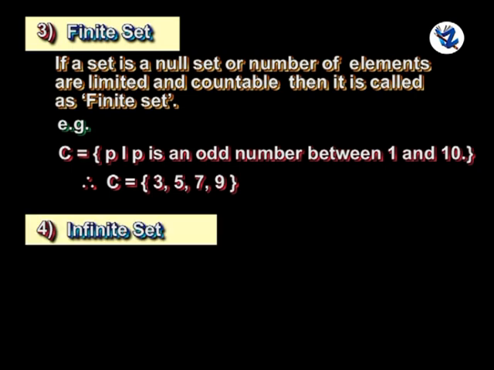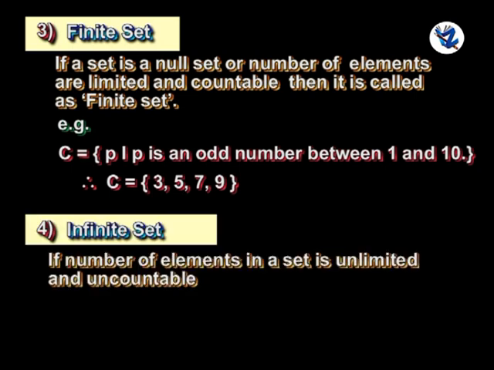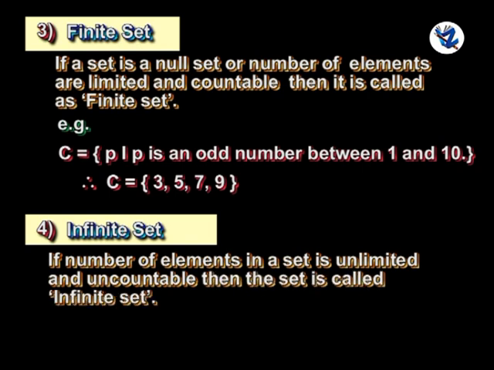Then infinite set. If the number of elements in a set is unlimited and uncountable, then the set is called an infinite set. For example, N is equal to {1, 2, 3, ...}, curly bracket complete.